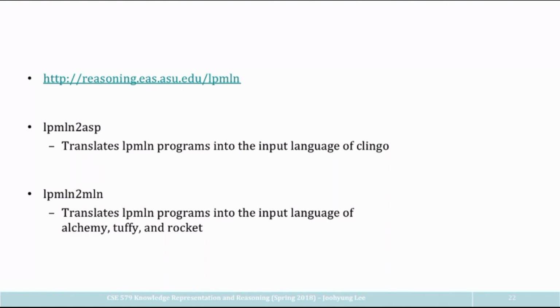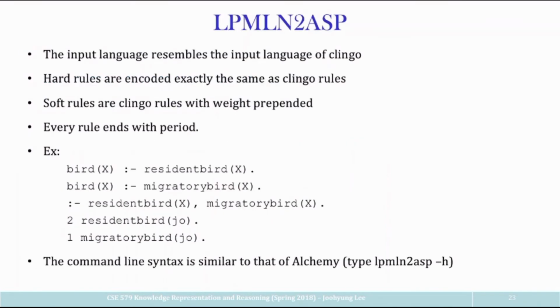Probably next class we are going to talk about the underlying algorithm for this system, how you can translate LPMLN to ASP and MLN and so on. But today we'll see how to use this system. The first version is LPMLN to ASP. The input language, by the way, is slightly different between these two systems because their target language is either ASP, Clingo, or a Markov logic network implementation. So the syntax has slight differences coming from those target implementations.